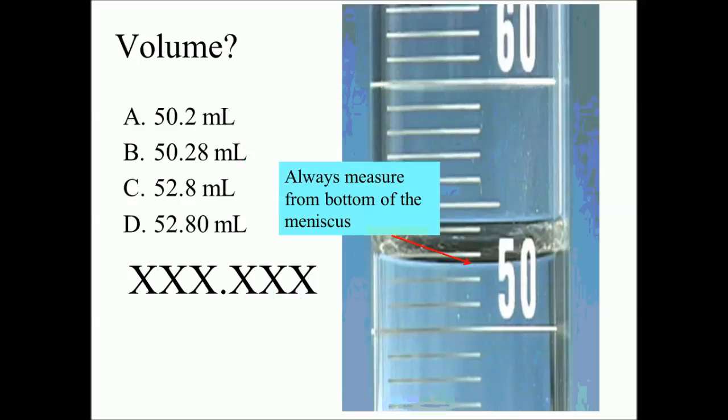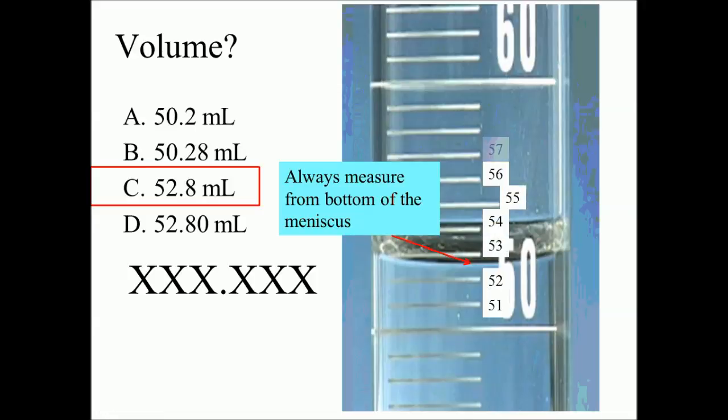All right, now that you've had a chance to try this one, the correct answer is 52.8 milliliters. And let's take a look at why. So if this big line is 50 right here, and this one is 60, that means that this is 51, 52, 53, 54, 55, 56, 57, 58, 59, and 60. Well, in this case, it is our ones place that's changing again because we're going from 51 to 52 to 53 to 54. So each one of these increments is a 1.